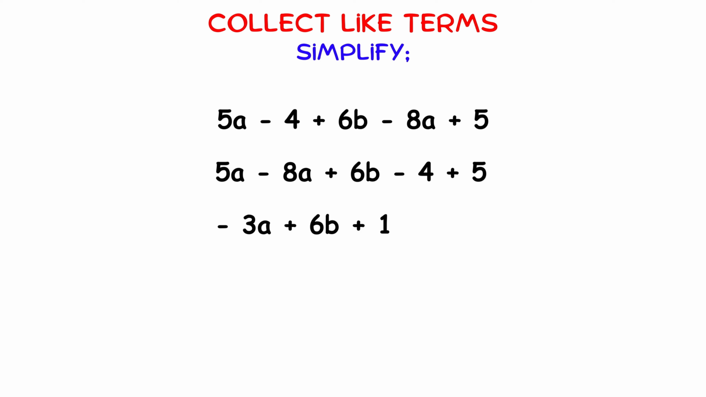So for this last question, we've got two a terms, two number terms, and a b term, so you can combine the a's by doing 5a minus 8a, which is minus 3a, combine the numbers by doing minus 4 plus 5, so plus 1, and there's just one b term, so we can tag on the plus 6b, giving us minus 3a plus 6b plus 1 as our final answer.